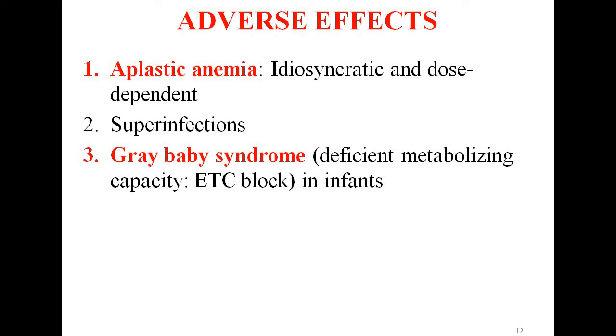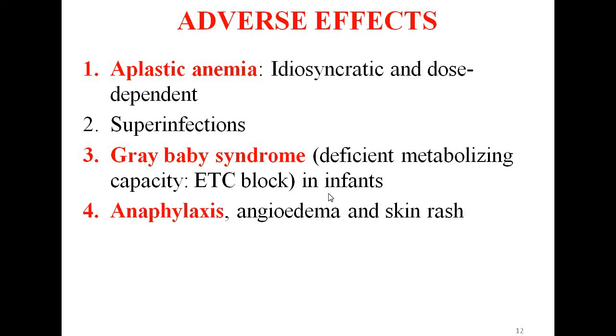Grey baby syndrome. Now this happens if an infant is given chloramphenicol, which undergoes glucuronide conjugation. In an infant, because the liver function is not yet fully developed, glucuronide conjugation is not happening properly. So this results in accumulation of a chloramphenicol metabolite which blocks the electron transport chain, causing respiratory depression and muscular weakness. This is called Gray baby syndrome. This is a 3-mark short note. Very rarely, anaphylaxis, angioedema and skin rash, gastrointestinal upset.